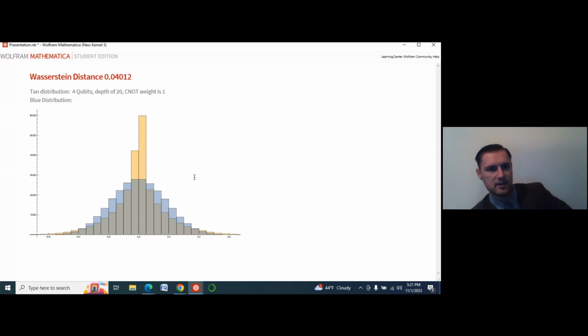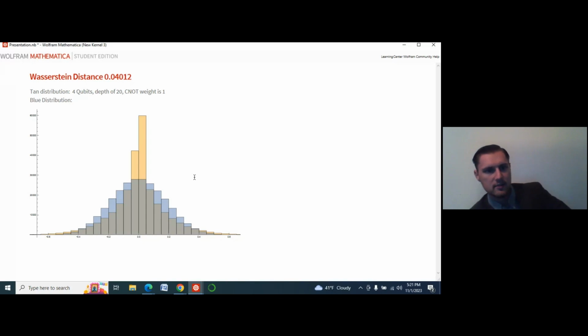The tan distribution is the 4 qubits, depth of 20, and a C0 weight of 1. So C0 is just as probable as any of the rotation gates. And this is what we get. It's clearly not the same distribution. You can see there's a higher, more sharp peak in the middle, but they do follow a similar shape.